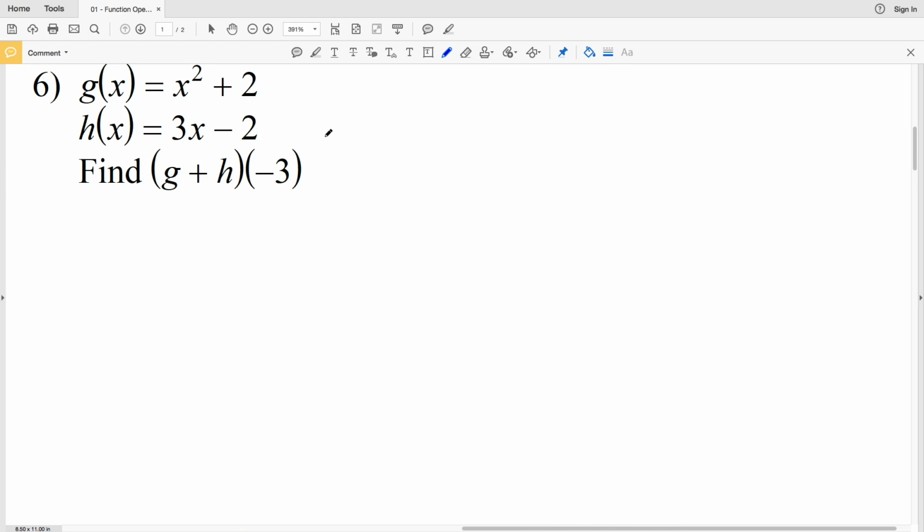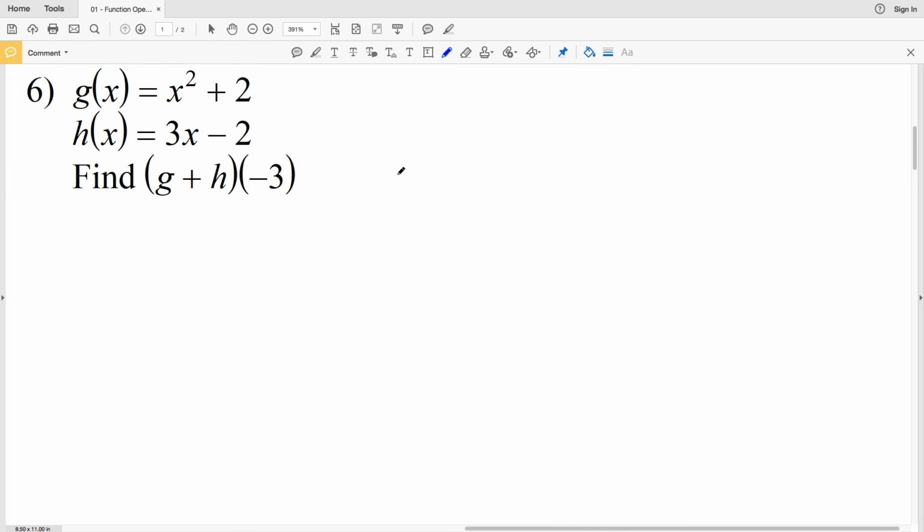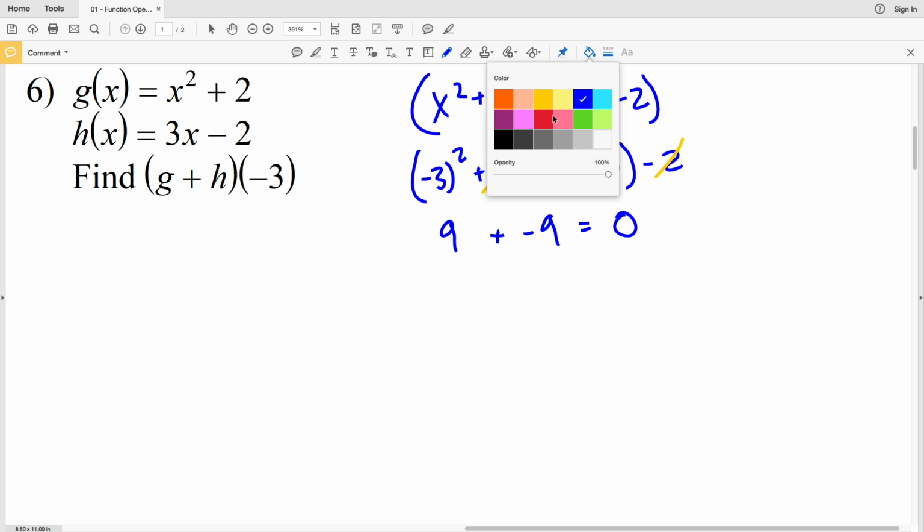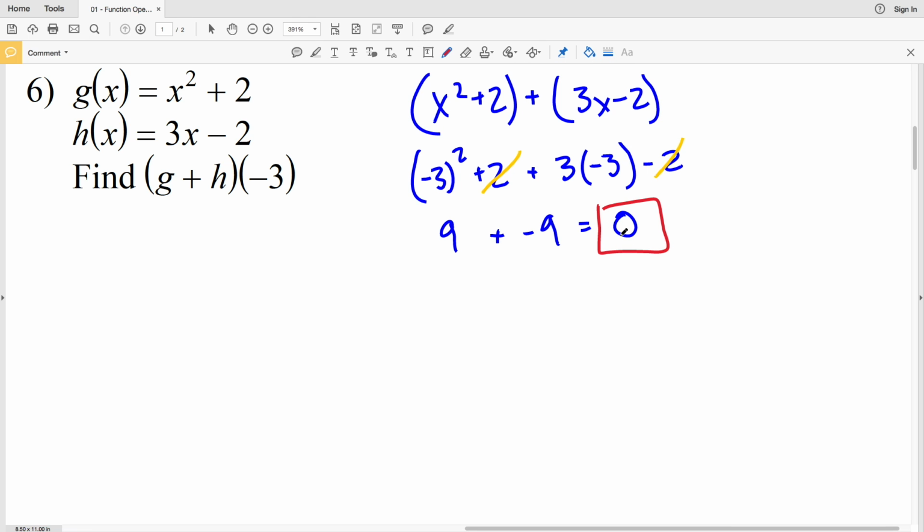For number 6, we're going to be adding our functions, g of x plus h of x, and then we're going to plug negative 3 in for each of those. So g of x is x squared plus 2, and we're going to add that to h of x, which is 3x minus 2. Now, I'll go ahead and plug in negative 3. So we'll have negative 3 squared plus 2 plus 3 times negative 3 minus 2. 2 minus 2 is 0. Negative 3 squared is a positive 9, plus 3 times negative 3 is a negative 9. 9 plus negative 9 is 0. So 0 is my solution in number 6.